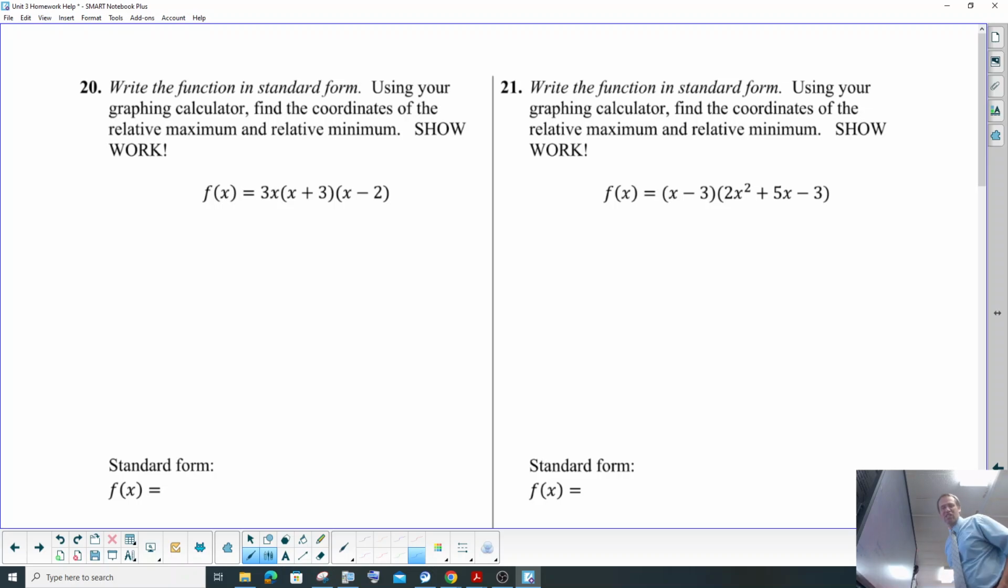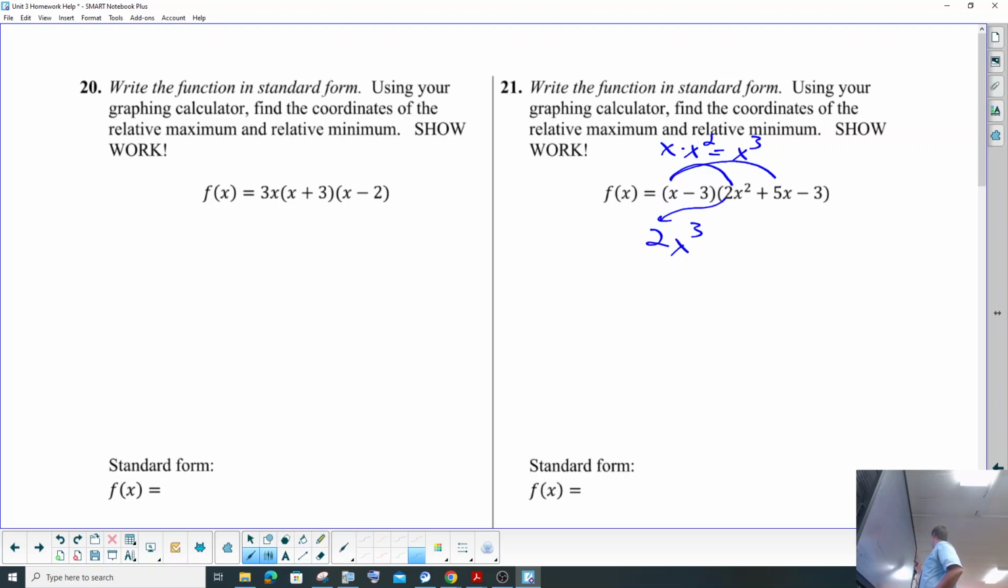Write the function in standard form, which means you're going to be doing some multiplication. You're going to be distributing, right? Foiling, you're going to be distributing to get the standard form. So x times 2x squared is 2x to the third power. Remember, because x times x squared is x to the third power. 2 comes along for the ride.